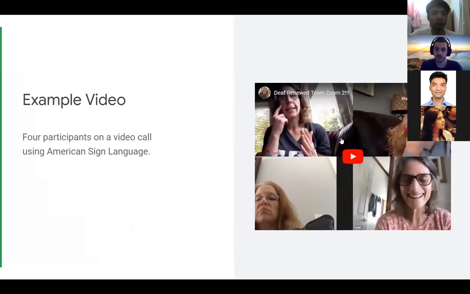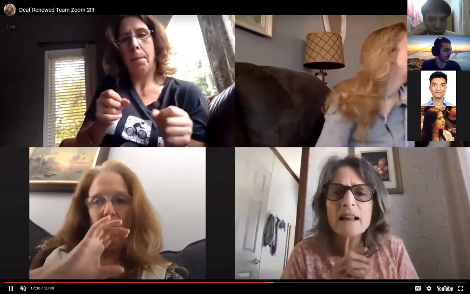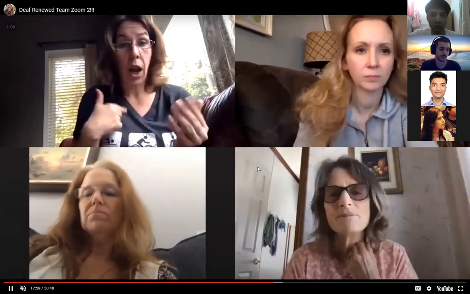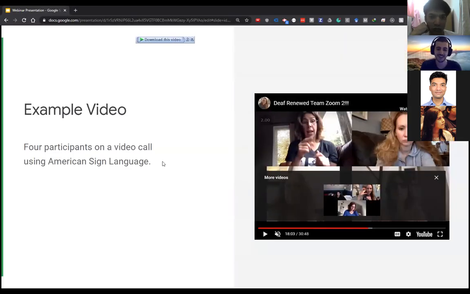I want to show a quick example of how American Sign Language looks. In this video you can see a few women signing, and they can sign simultaneously. The woman on the top left is signing, the woman on the bottom right, and maybe the woman on the bottom left might join. This is how it normally looks. There is no audio, even though I muted here; it's just a language that is conveyed visually.